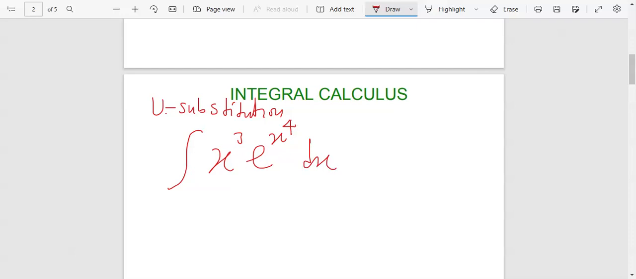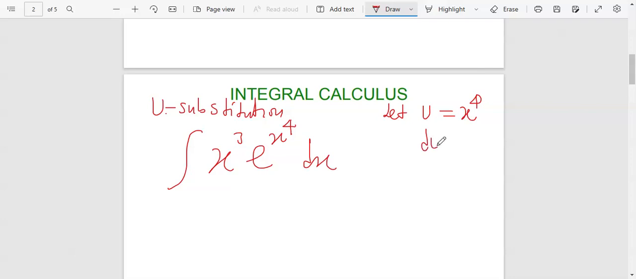Now if you look at the x's here, one has power 3 and the other has power 4, so they still differ by a 1. So the best method here is to use substitution. If you think of other methods, they might not work out. So let u be equal to the one with the higher power, which is obviously x to the power 4.